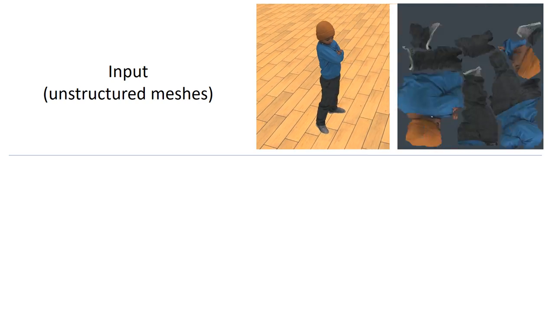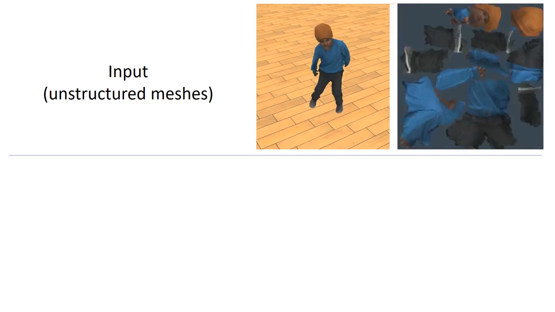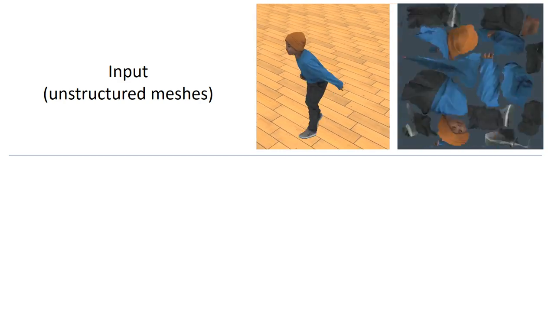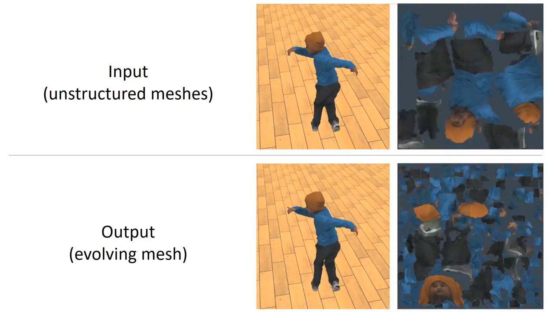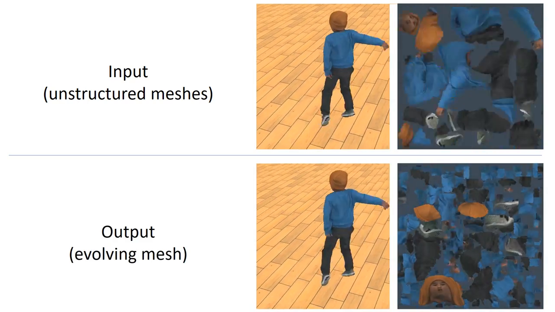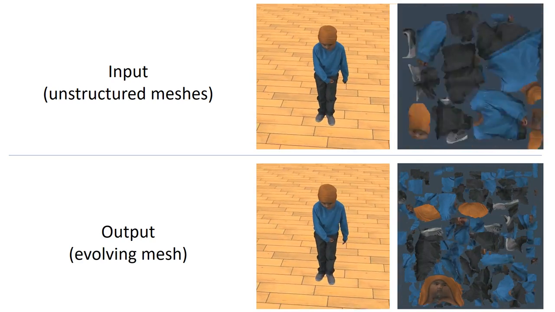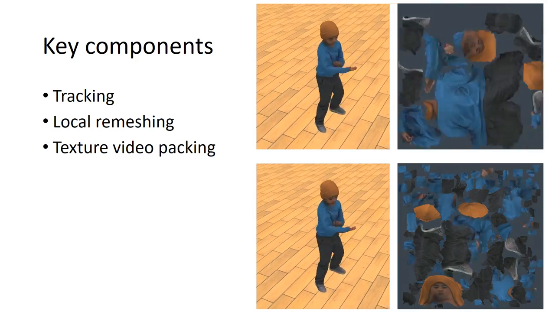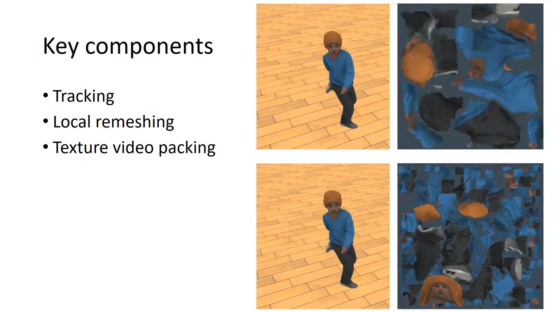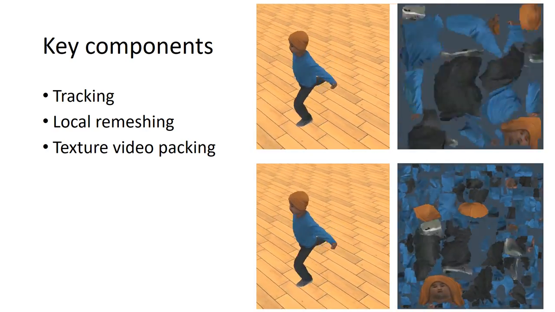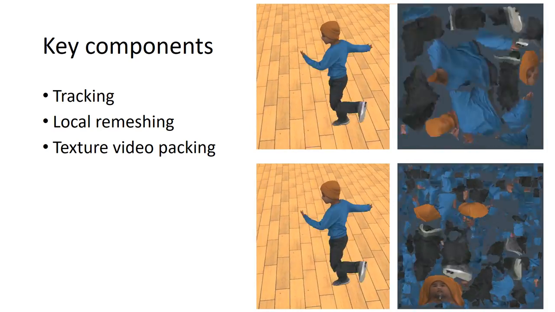The input to our system is a sequence of unstructured, textured meshes, in which the geometry and parameterization is defined independently at each frame. The output is a new sequence of textured meshes with evolving connectivity and parameterization. We generate the output by tracking the geometry from frame to frame, performing local remeshing when tracking alone is insufficient, and using the tracked and remeshed geometry to define a space-time texture atlas.